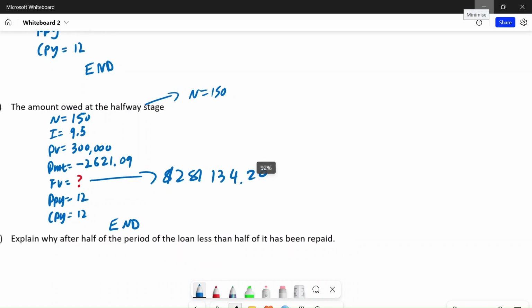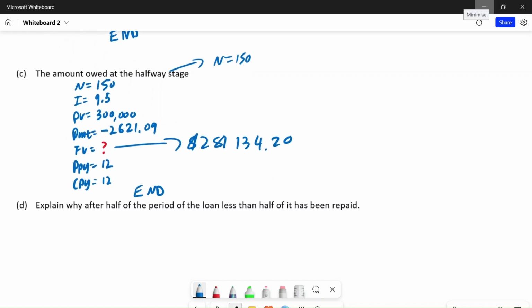So in part D, why after half the period, less than half the loan has been repaid? Oh gosh, this loan is worth $300,000, and at the halfway stage, we're not halfway into it yet. We're not down to $150,000. It feels like we've barely scratched the surface of this loan. We haven't even paid off $20,000 of the principal.